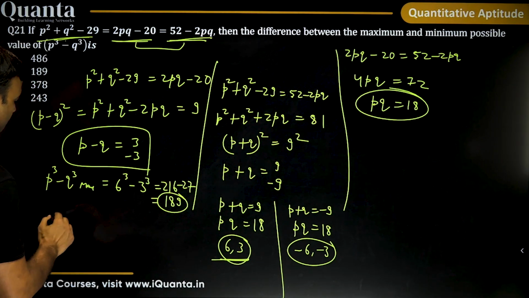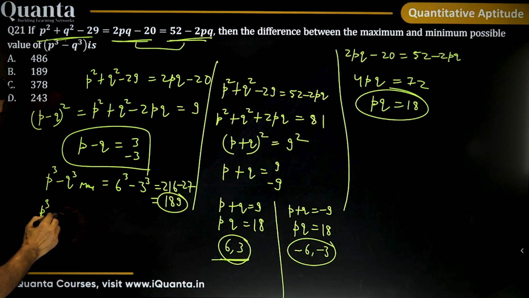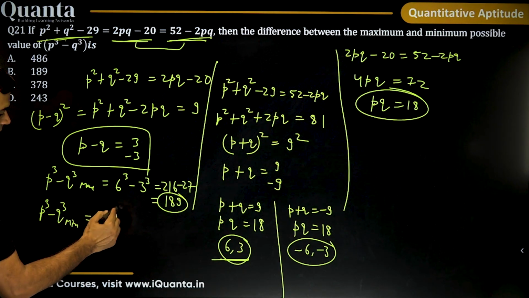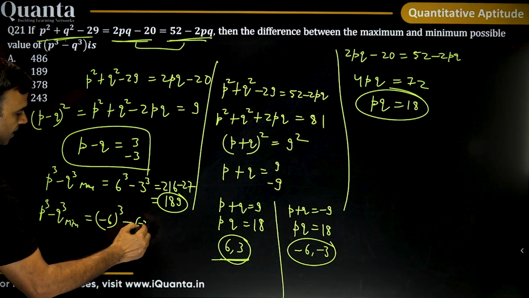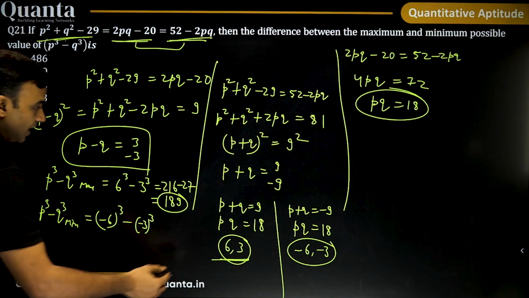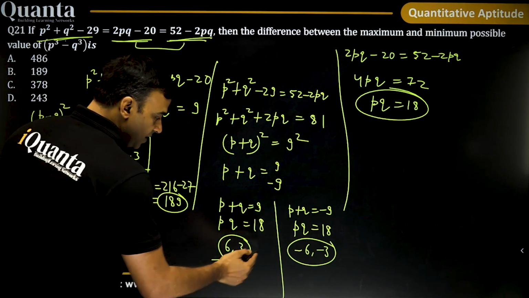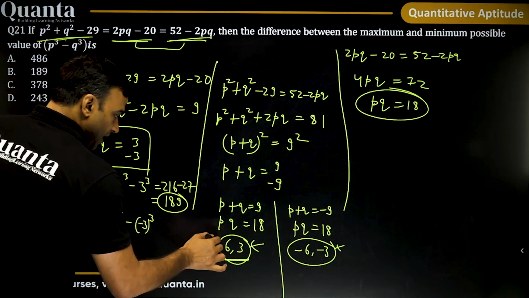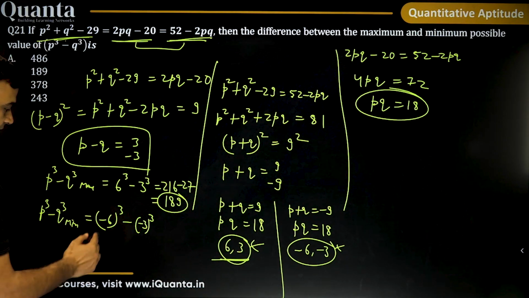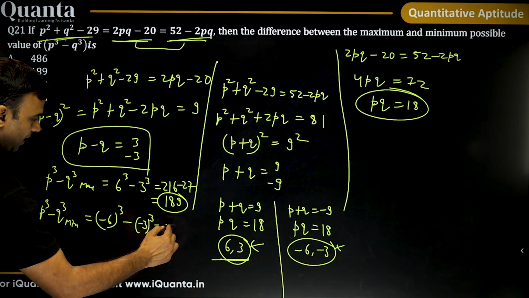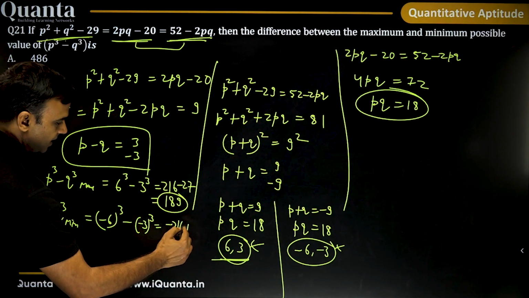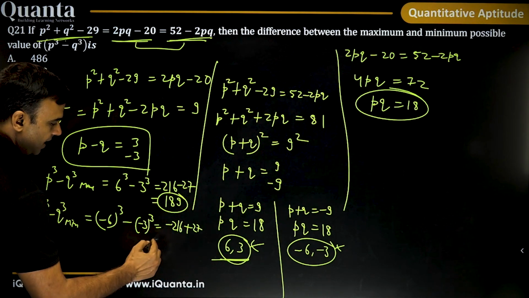And the minimum value of p cube minus q cube will be equal to minus 6 cube minus minus 3 cube. Don't take 6 here and minus 3 here, because these two are in pair. If you're taking p as 6, then q has to be 3. Anyway, so this is minus 216 plus 27, which is minus 189.